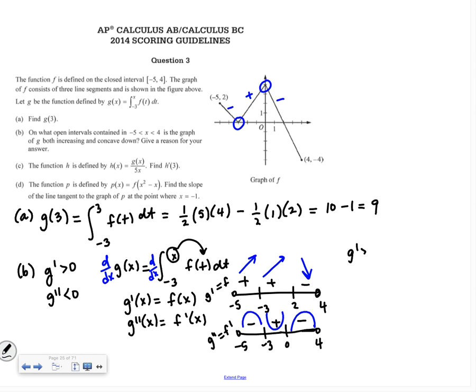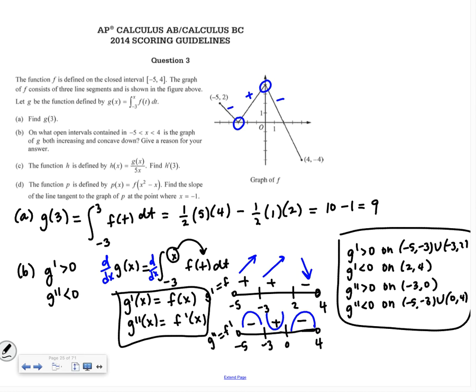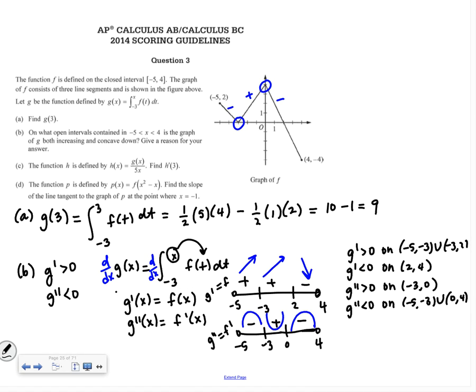So we should say G prime is greater than 0 on -5 to -3, and also on -3 to 2. And G prime is less than 0 on 2 to 4. G double prime is greater than 0 on -3 to 0. And G double prime is less than 0 on -5 to -3, union 0 to 4. Okay, so as long as we've written this part and we've written this part, we're good. We've described everything that's in that sign chart.